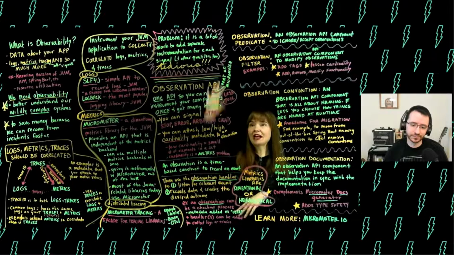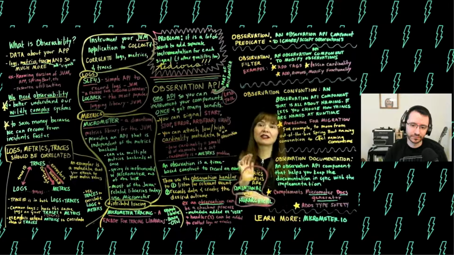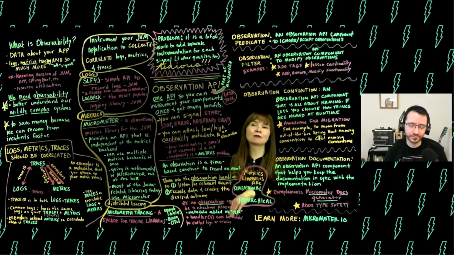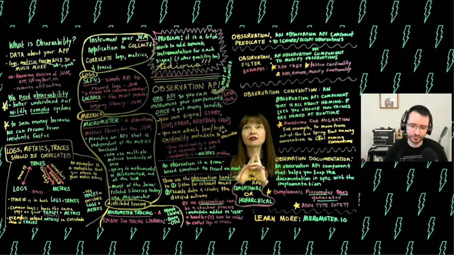So then we have this observation API. It's awesome because now if we decide later we want to collect more, we don't have to re-instrument the application itself. We can just add different observation handlers. So not only is it less toil to add in the first place, but it's much easier to update, much easier to collect more information.